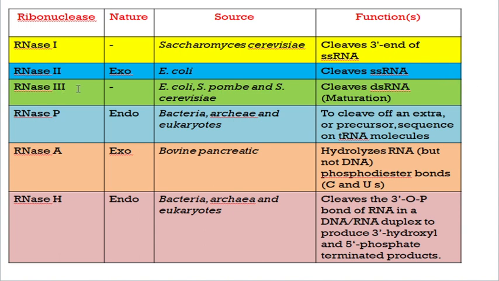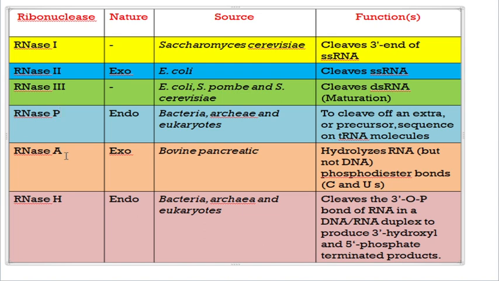And this RNase 3, which is isolated from E. coli, Saccharomyces cerevisiae and Saccharomyces bombay. Okay, so this RNase 3 will be cleaving double-stranded RNA. Okay, so this RNase 3 is involved in processing of your ribosomal RNA. Okay, so next is RNase P. So this RNase P is responsible for cleaving an extra sequence in your tRNA molecule. So for the post-transcriptional modification of tRNA, this RNase P will be engaged.